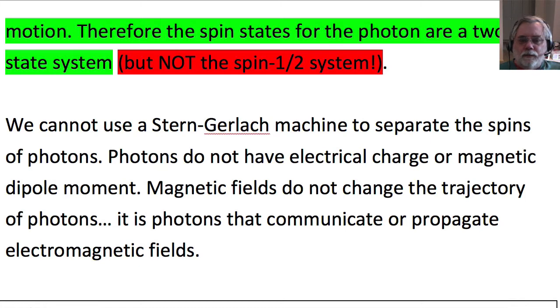We cannot use a Stern-Gerlach machine to separate the spins of photons. Photons do not have electrical charge or magnetic dipole moment. Magnetic fields do not change the trajectory of photons. It's photons that communicate or propagate electromagnetic fields.